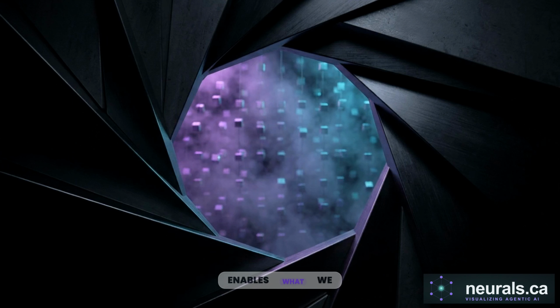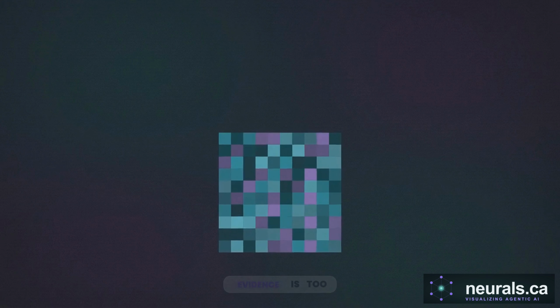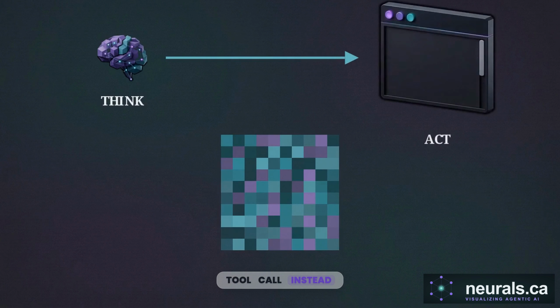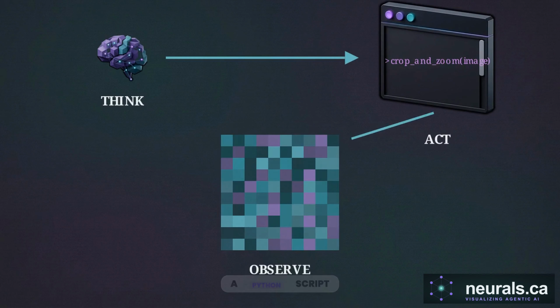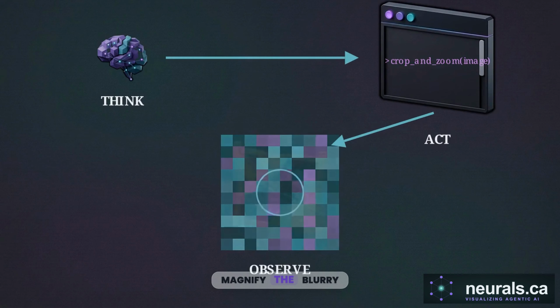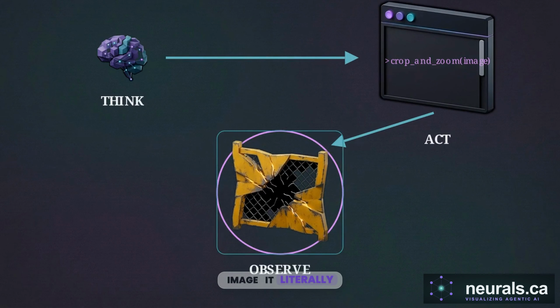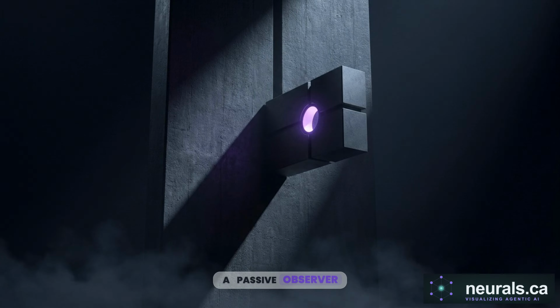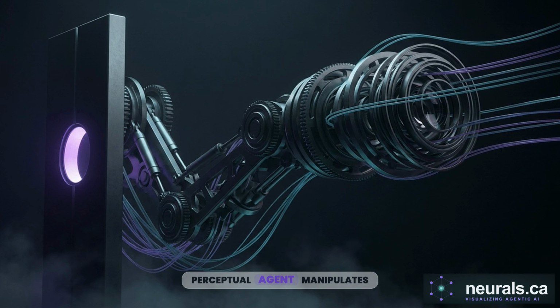This division of labor enables what we call the squinting agent. When the primary model recognizes that the visual evidence is too ambiguous or low resolution to make a definitive claim, it triggers a tool call instead of guessing. Using a think, act, observe loop, the agent writes a Python script on the fly to crop and magnify the blurry region of the image. It literally takes a closer look, refining its input before committing to a final answer. A standard model acts as a passive observer, accepting whatever resolution it receives. By contrast, an active perceptual agent manipulates its own intake to eliminate uncertainty.